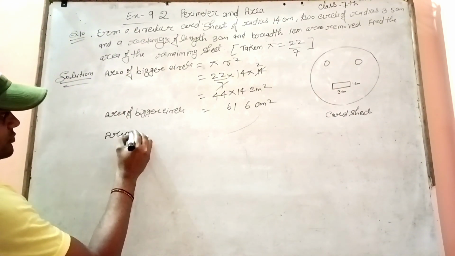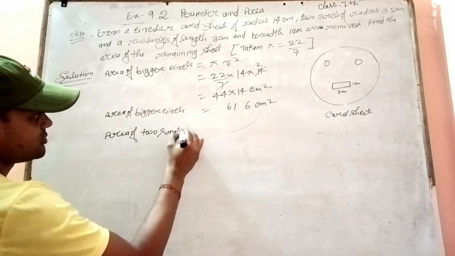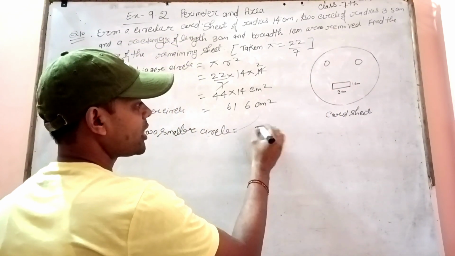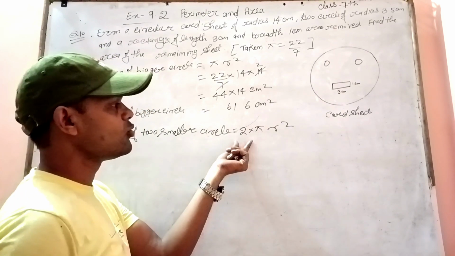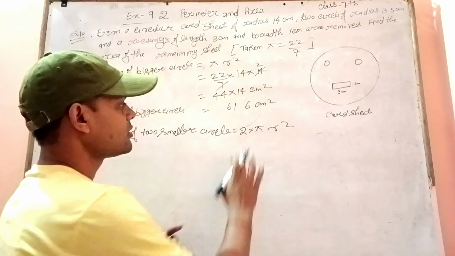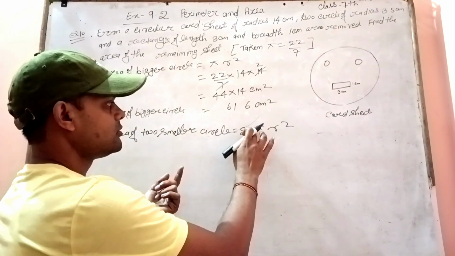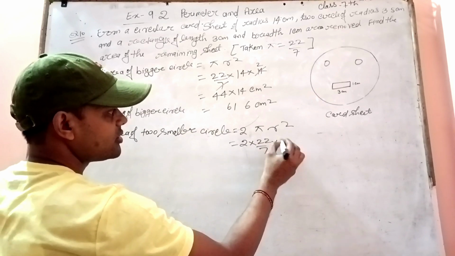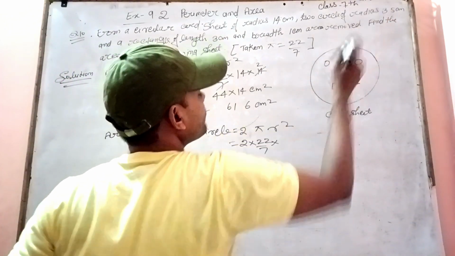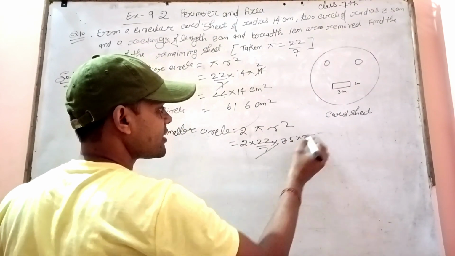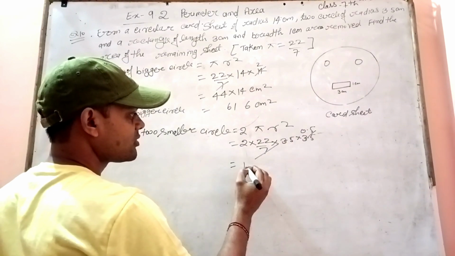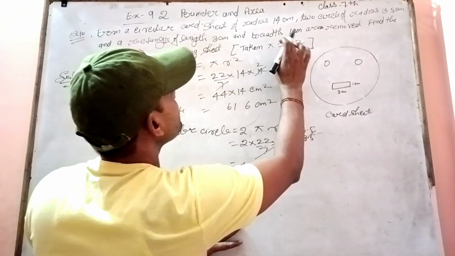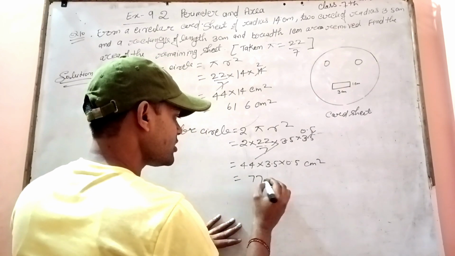Area of the two smaller circles is equal to pi r square into 2, that is 2 pi r square, equal to 2 into 22 by 7 into the radius of the smaller circle, 3.5 into 3.5, equal to 77 centimeter square.